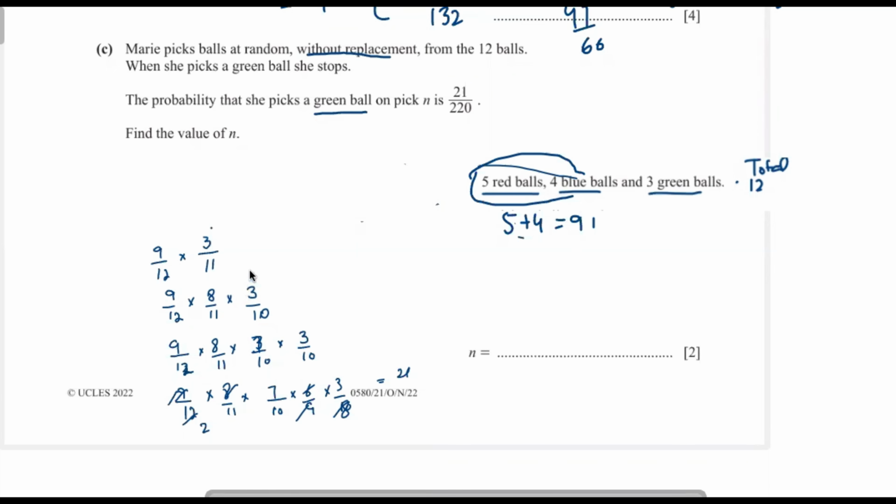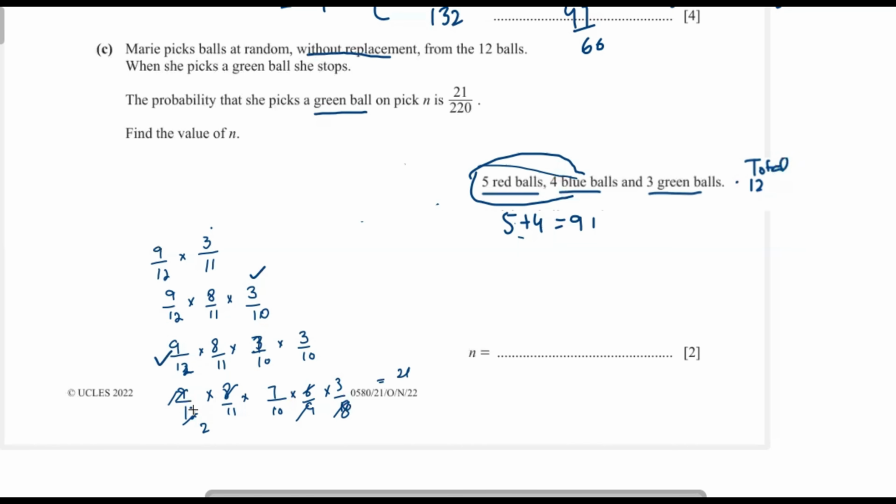Now the probability would be 3 out of 10, because on the third attempt, without replacement, the total balls become 10 when you take the green ball. Now when you multiply these values, you cannot get 21 over 220. Next attempt: 9 over 12, 8 over 11, 7 over 10, and then the fourth pick is the green ball. Now when you multiply all these values, it is not equal to 21 over 220.